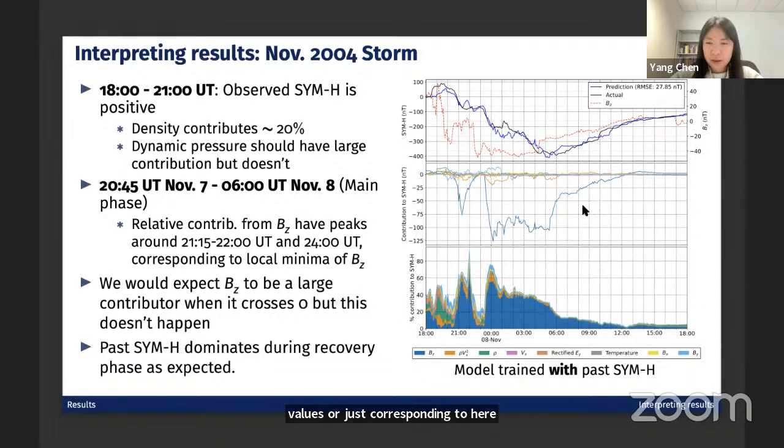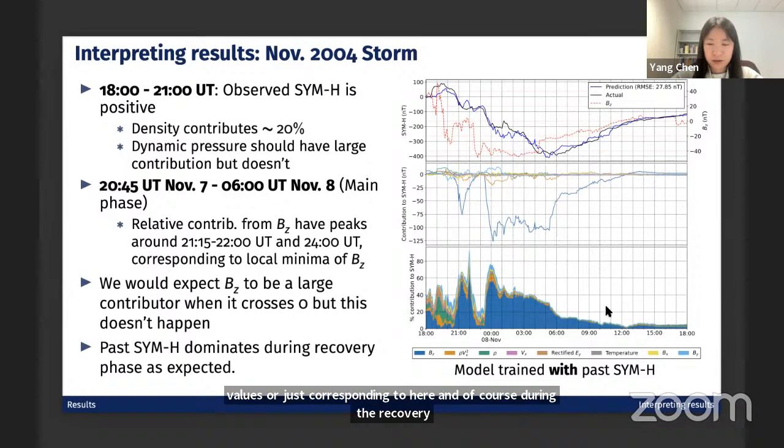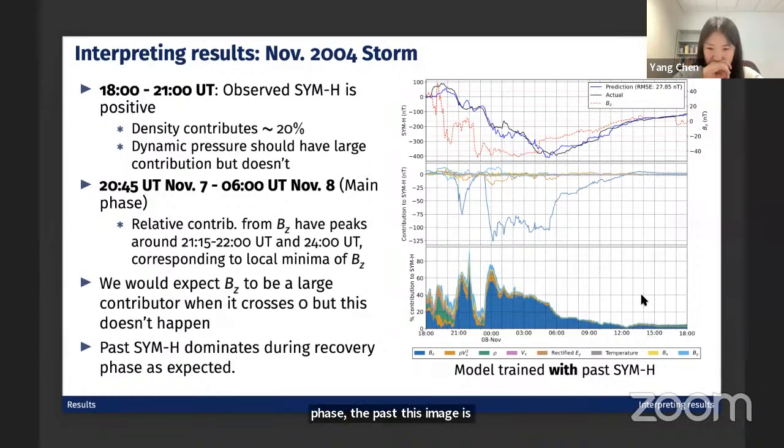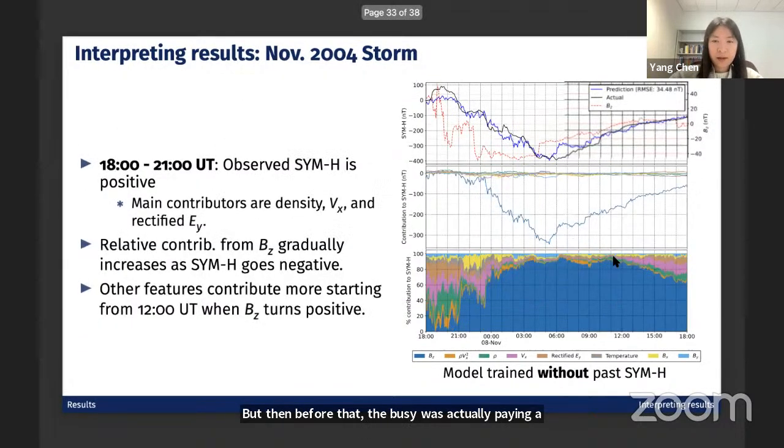And of course, during the recovery phase, the past Sym-H is dominating. So the parts that were not highlighted using any color is the past Sym-H percentage contribution. So only in the recovery phase, the past Sym-H dominates because it's more or less stable. But before that, the BZ was actually playing a super important role.